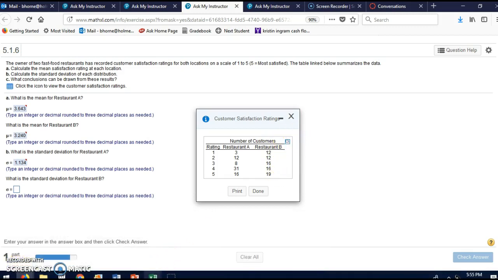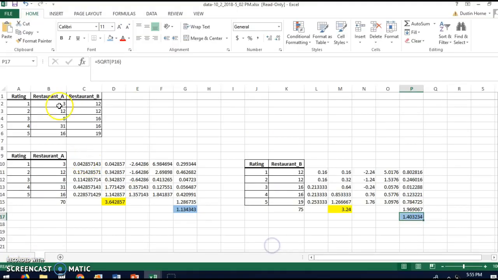I opened this in Excel. I've already done that. And what I did was I broke it up into restaurant A and restaurant B, because you need to do these separately, like they're two different problems. So I'm going to go ahead and do everything for restaurant A.